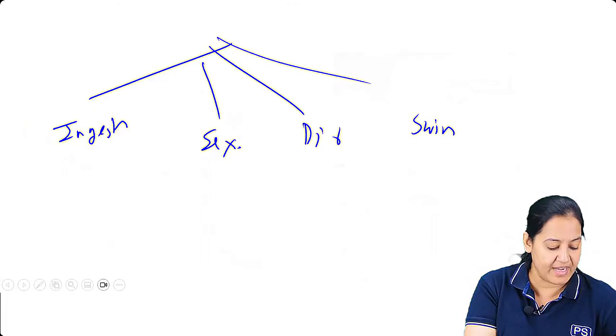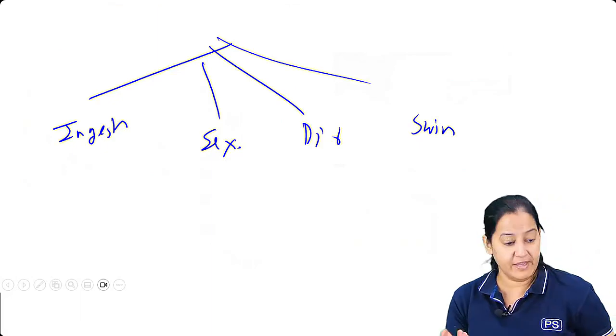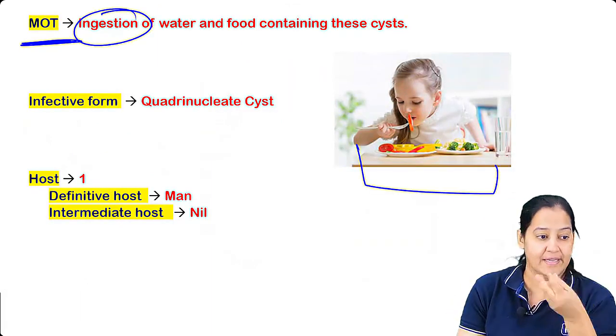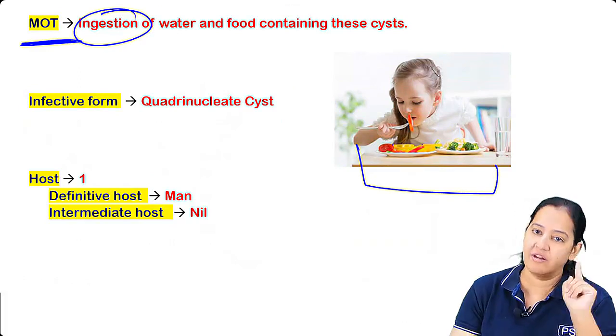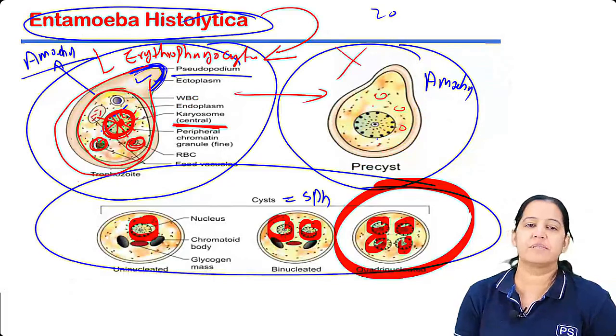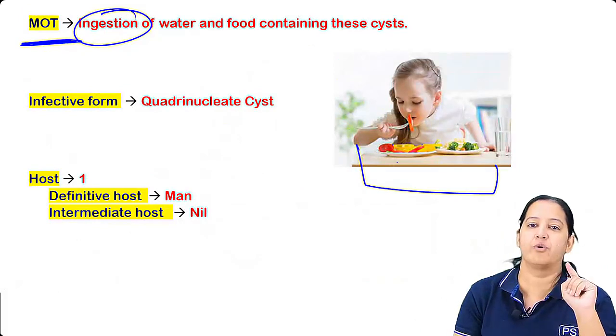So here for Entamoeba histolytica, it is ingestion. Can you see the person is eating? The person is eating food or drinking water which is contaminated with this parasite. So there are three forms: trophozoite, precyst and cyst. Which of them is present in the food and goes inside?